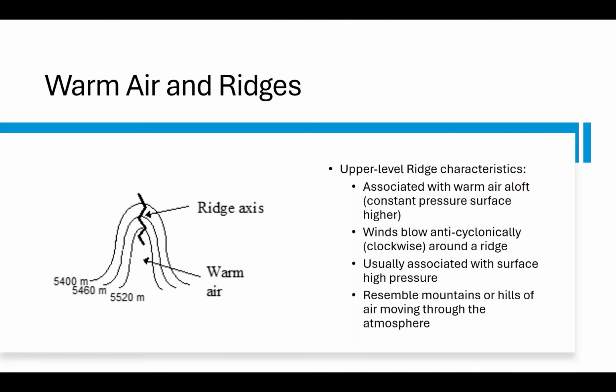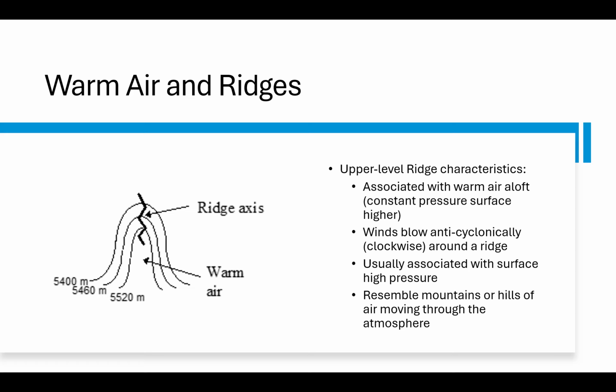With warm air and ridges now, upper level ridge characteristics, let's break this down. Upper level ridges in general are associated with warmer air aloft. So again, that's that constant pressure surface at a higher elevation or altitude above the ground.